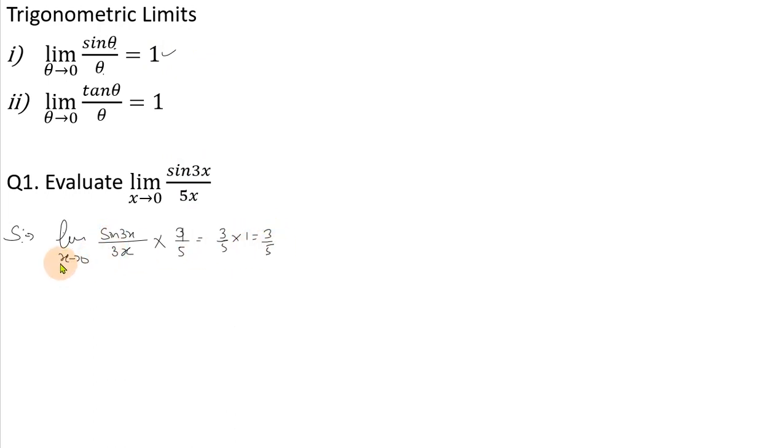So when x approaches to 0, you can write 3x also approaches to 0, because this is neighborhood values of 0. So answer is 3 upon 5 using the formula limit x approaches to 0 sin x upon x, which is 1. So this is very simple. Let's do one more question.